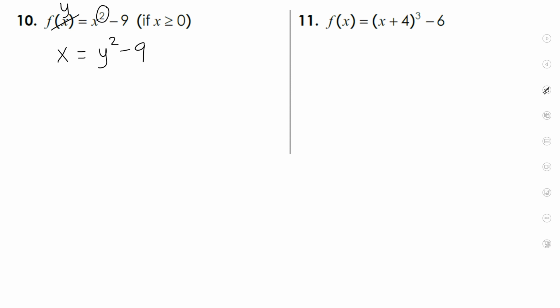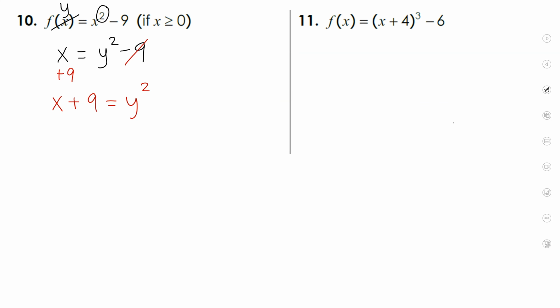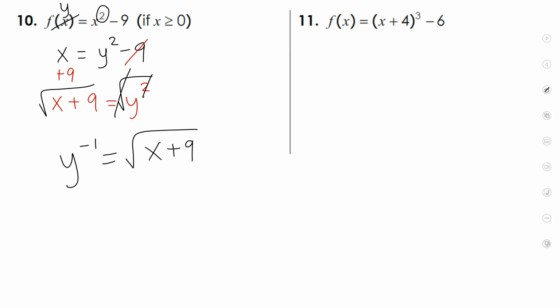And we're going to do algebra to get y by itself. So I'm going to add 9 to both sides. So I get x plus 9 equals y squared. And what's the inverse of a squared? Square root. So square root both sides. The square root will cancel out with the squared. So I'll get the inverse is the square root of x plus 9.